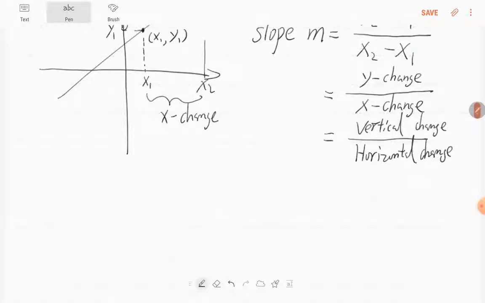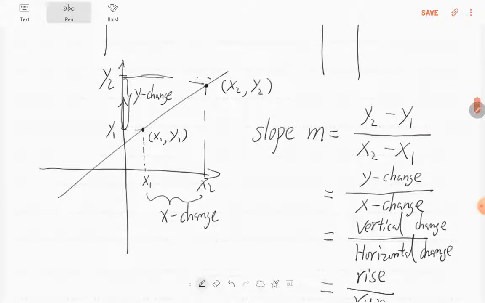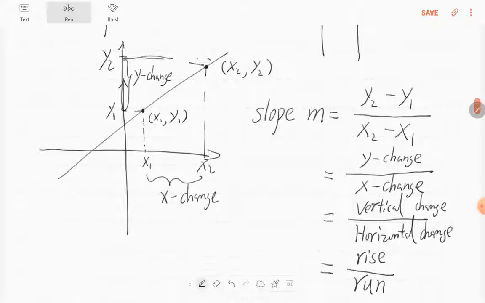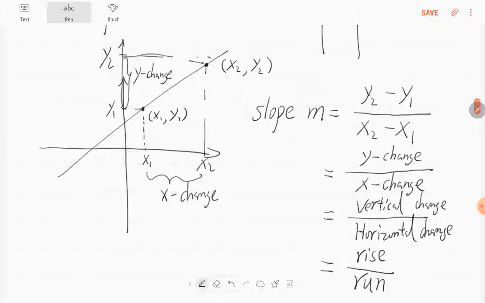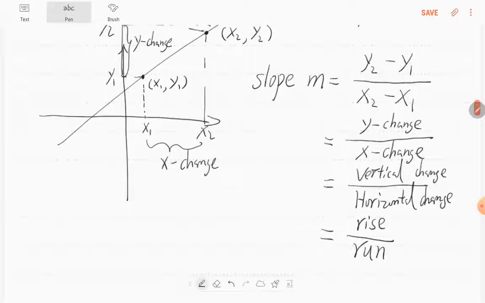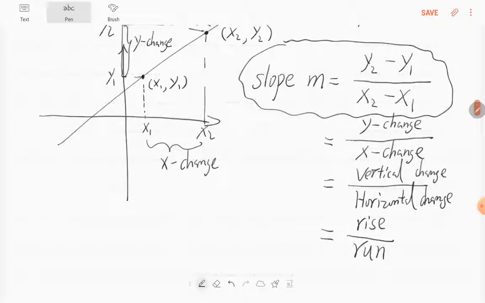The vertical change we also call the rise. The horizontal change we call the run, right? From this point to this point, we run x2 minus x1 distance, then we rise by y2 minus y1. So this is the formula you should memorize. It's very important to locate the index. They should have the same order of the index. So here is 2, here 1. So here must be 2, here must be 1. And if 1 first, then 2, then you must have 1 first, then 2 for the denominator. So you should have the same order.